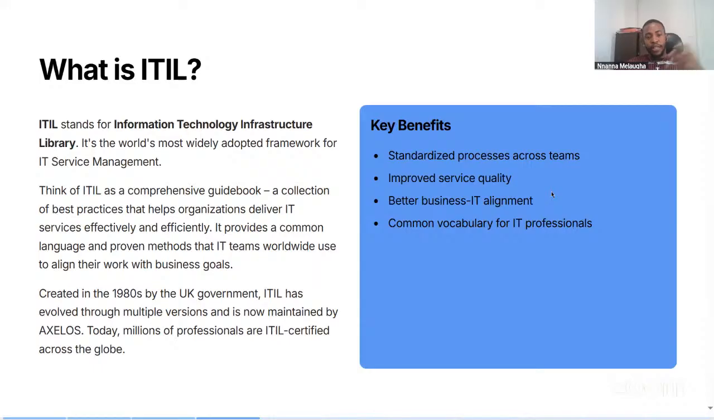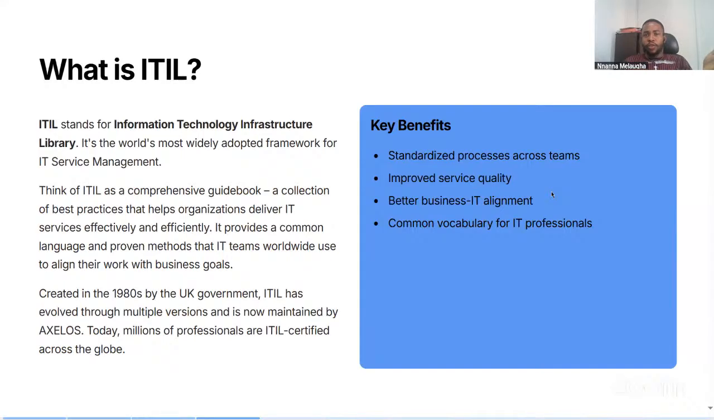It was created in the 1980s by the UK government, and it has lived and evolved through all these years. From the 1980s, we have ITIL version 1, 2, 3, and now in 2019, ITIL version 4, and that's what we're currently using today. And the key benefits: we have standardized processes across teams.